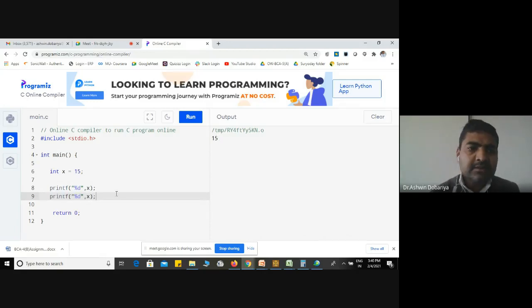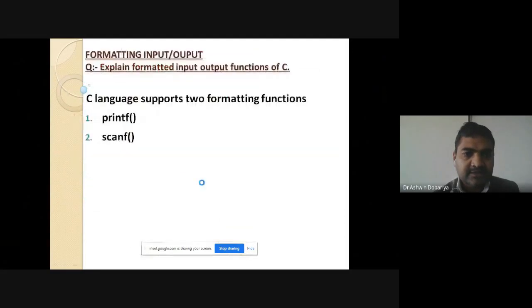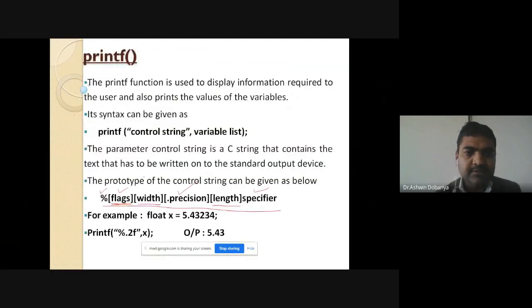Here again, if I mention 5, now see here, 5 means it is a length. Again, if you remember, there is one part here, width. So flag and width both are used together. You cannot only use flag. If you want to use flag, then you have to always use the width. Now, what is the concept of width? Let's see.